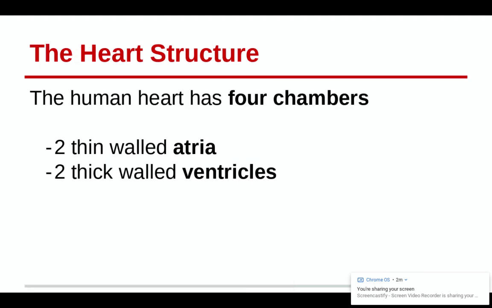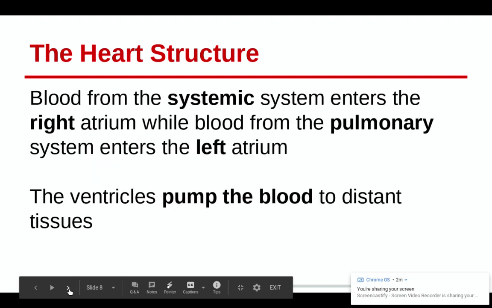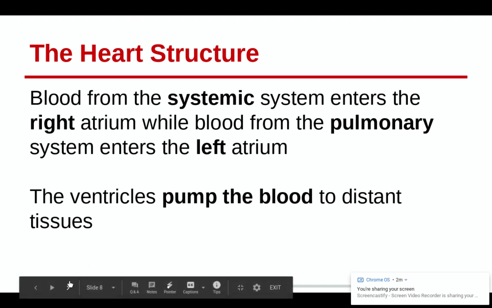The human heart has 4 chambers. We have 2 thin-walled atria and 2 thick-walled ventricles. The blood from the systemic system enters the right atrium, while the blood from the pulmonary system enters the left atrium. And the ventricles then pump the blood to the distant tissues.